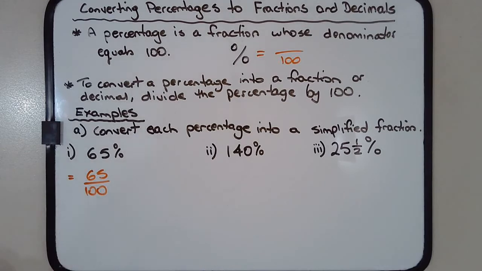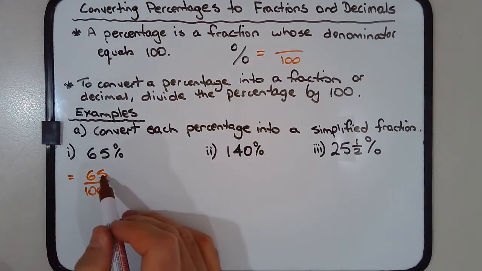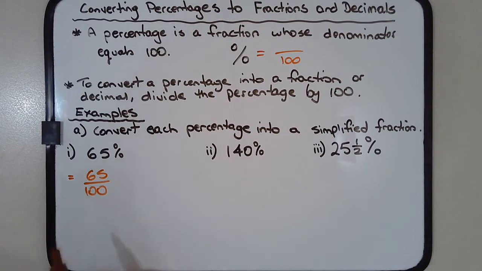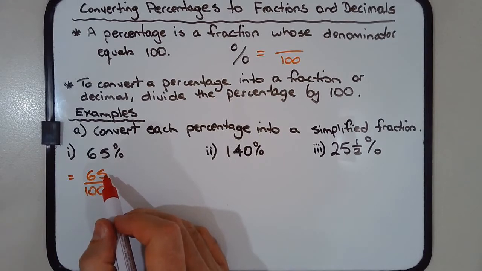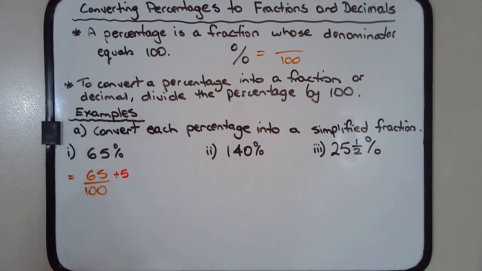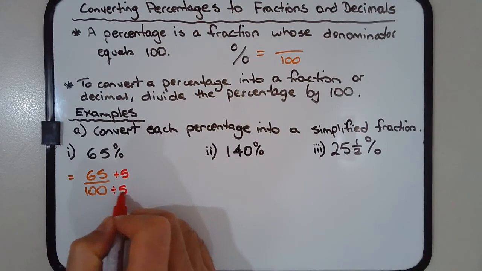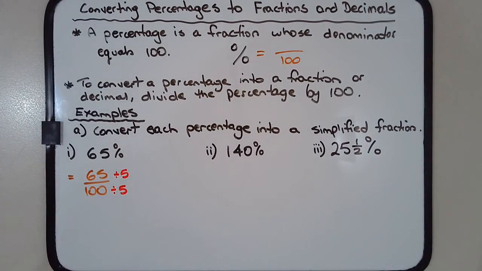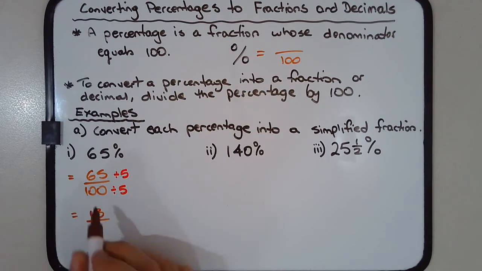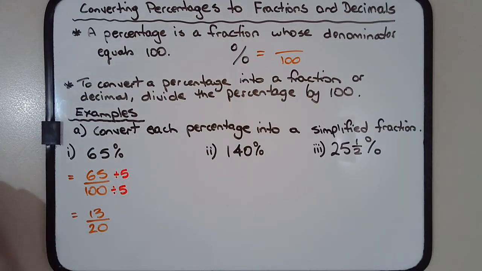Can we simplify this though? And of course we can. In fact, the numerator and the denominator are both divisible by 5. If a number ends in a 5, it's divisible by 5. If a number ends in a 0, it's also divisible by 5, but it's also divisible by 10. But we need to divide by the greatest common divisor, if possible, or at least by some common factor. So 65 divided by 5 is equal to 13. 100 divided by 5 is equal to 20. And we cannot simplify this fraction any further.